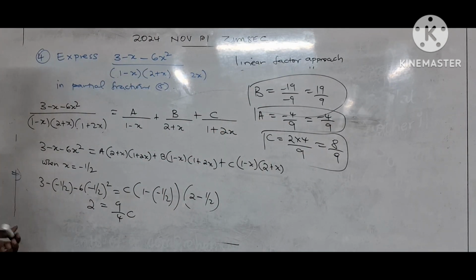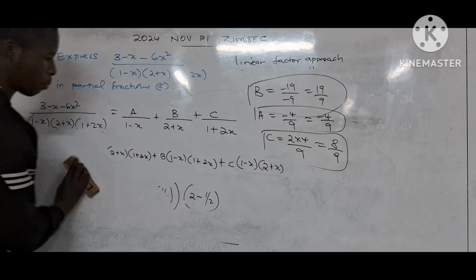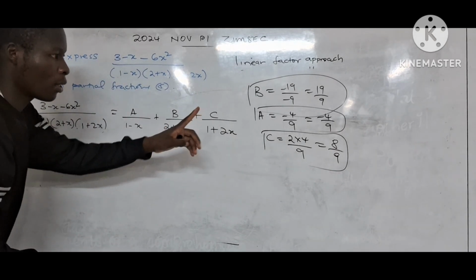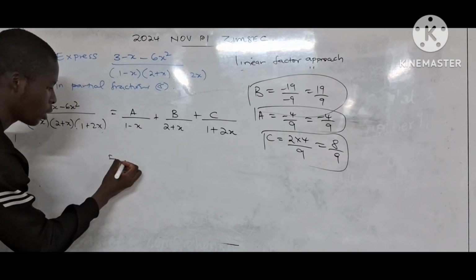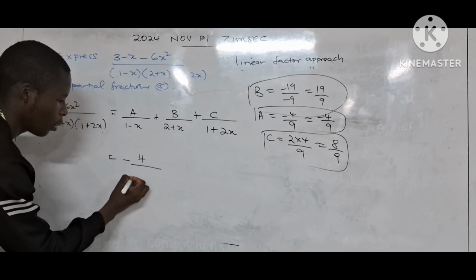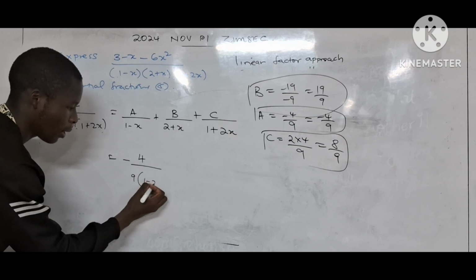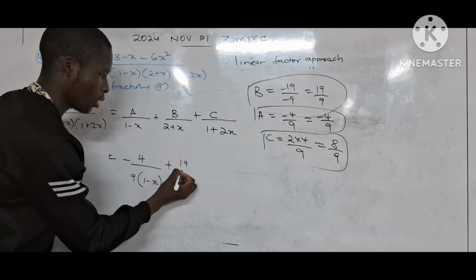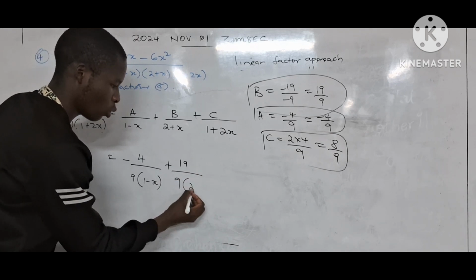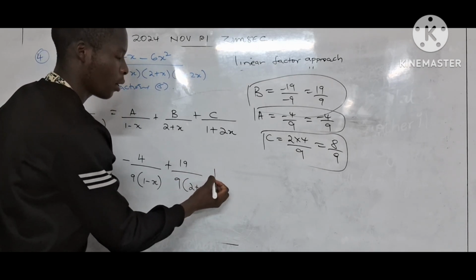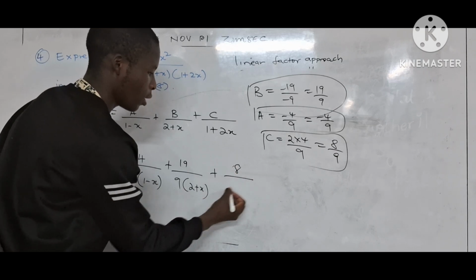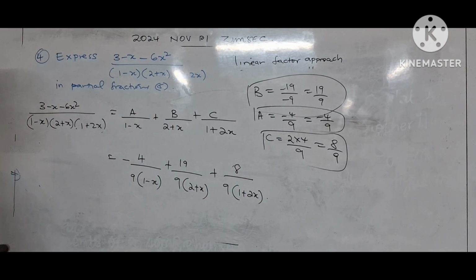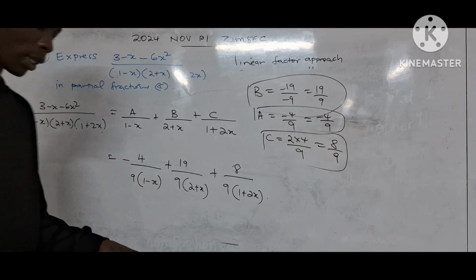Now this expression in partial fractions is given, right? A is negative 4 by 9, so this is negative 4 by 9 over (1 minus x), B is 19 by 9, so plus 19 by 9 over (2 plus x), plus C is 8 by 9 over (1 plus 2x). This is the final answer. Let me check.